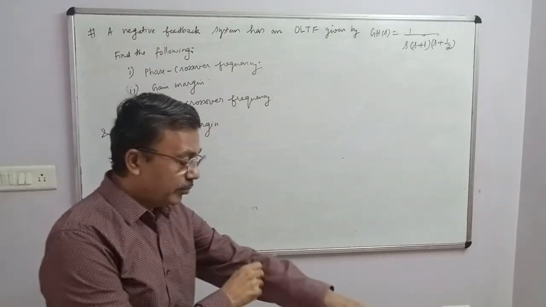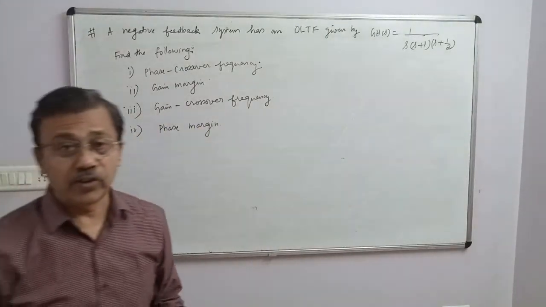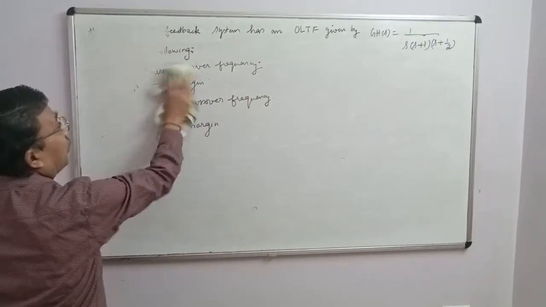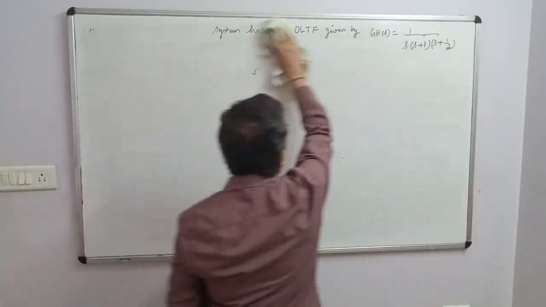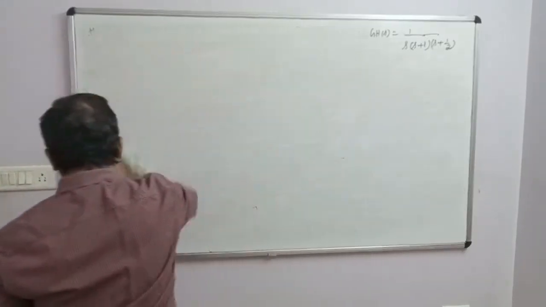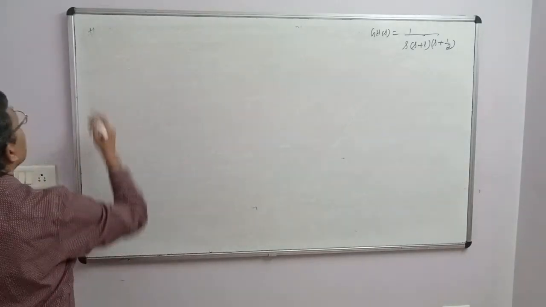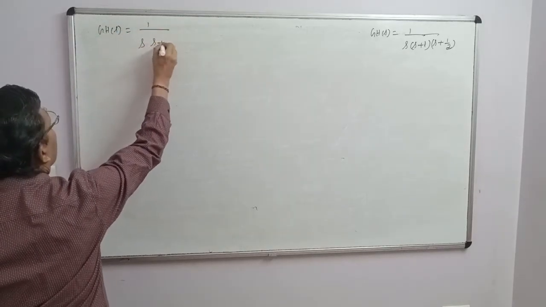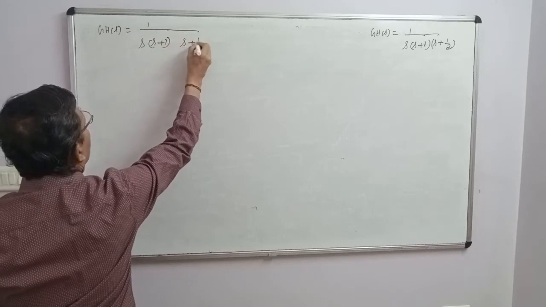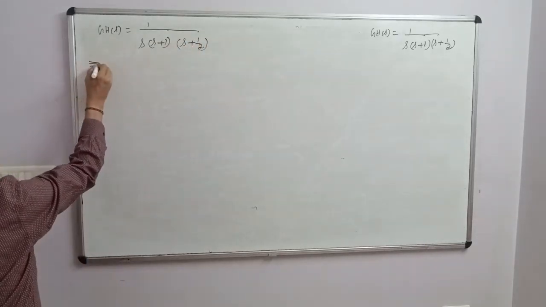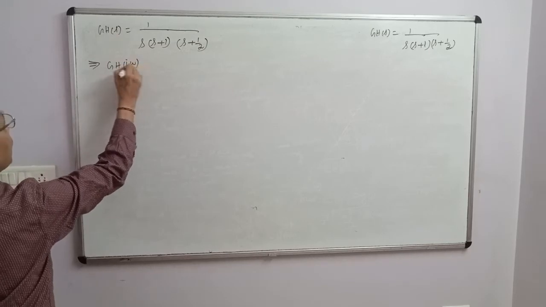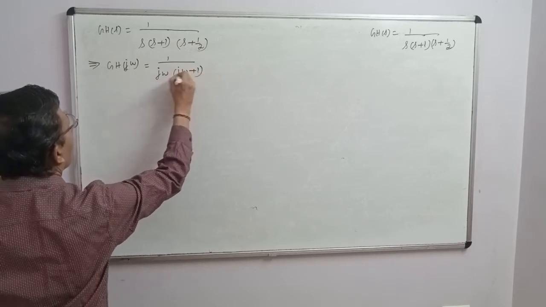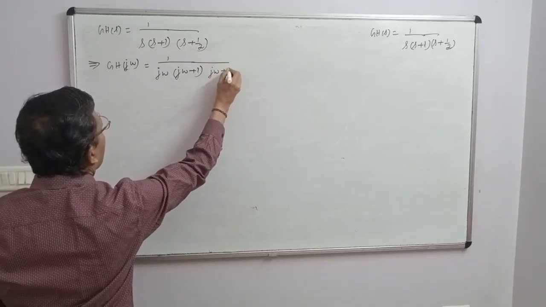It is a very important problem. You must know the procedure. Closely follow me on how I solve this problem. The first step is to draw the GH of j omega locus. GH of s is equal to 1 divided by s into s plus 1 into s plus half. This implies GH of j omega is equal to 1 over j omega into j omega plus 1 into j omega plus half.